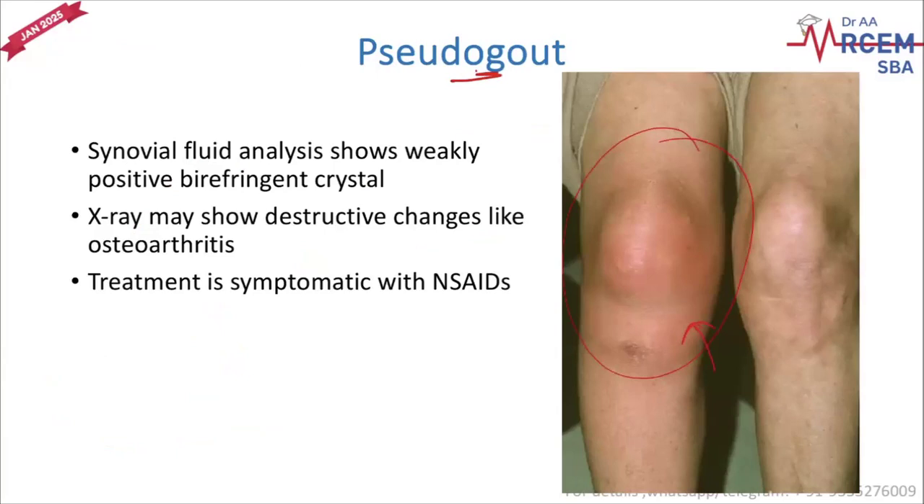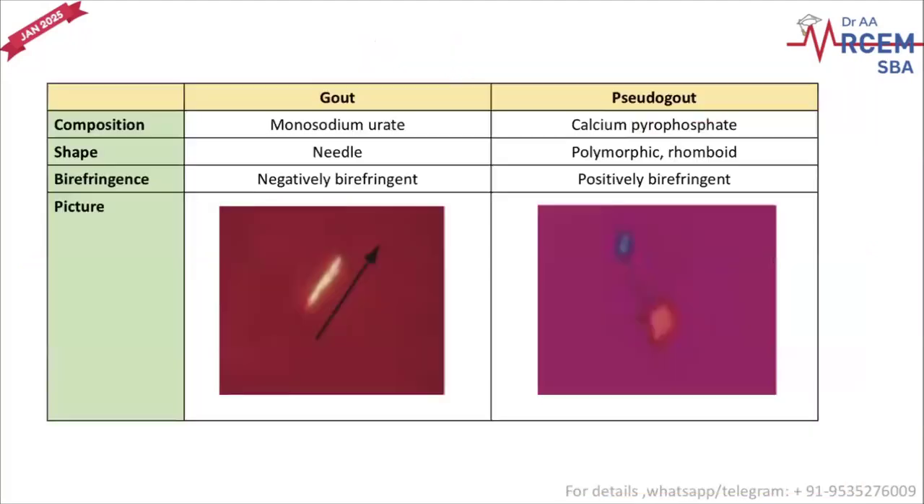What you do is, again, like in gout, you get a synovial fluid analysis done. Here you find positive birefringent crystals, which is very important. X-ray might show destructive lesions like osteoarthritis. That's why you get an X-ray done, but it's the synovial fluid which helps you to diagnose. Treatment is similar to gout. You treat it with NSAIDs.